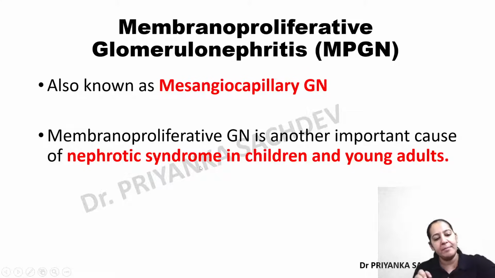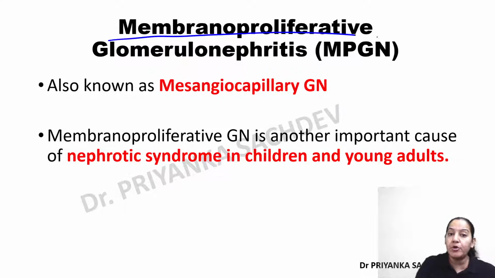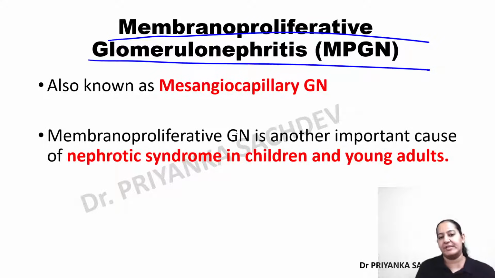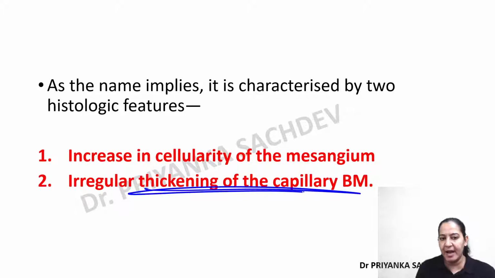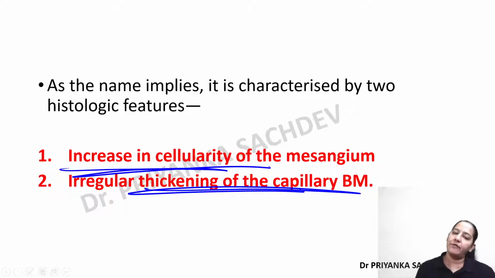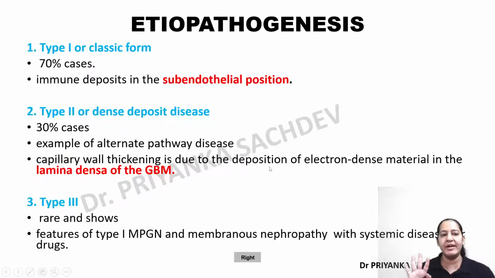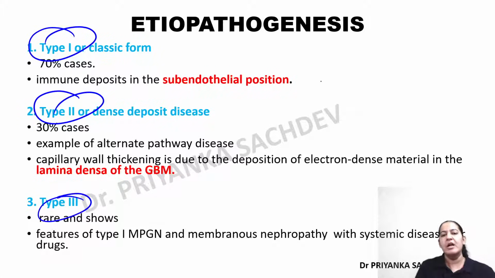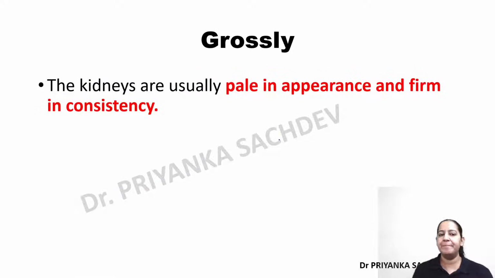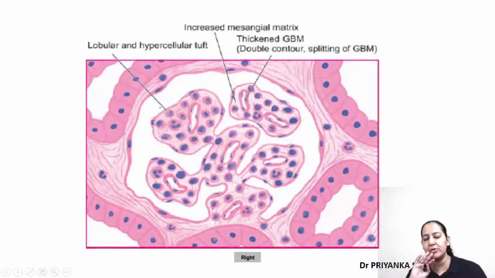Have you got it? I'm coming to MPGN, that is membranoproliferative glomerulonephritis, right? It is also known as mesangiocapillary glomerulonephritis. यहाँ पे two findings will be there: thickening of the GBM and increased cellularity of the glomerulus and the mesangium, right? Etiopathogenesis, it is again of three types: type 1, type 2, type 3. Don't go in details, just learn it is of three types, like RPGN only. Grossly, nothing important. The kidney is pale in appearance, but not important. Light microscopy, this is the diagram.